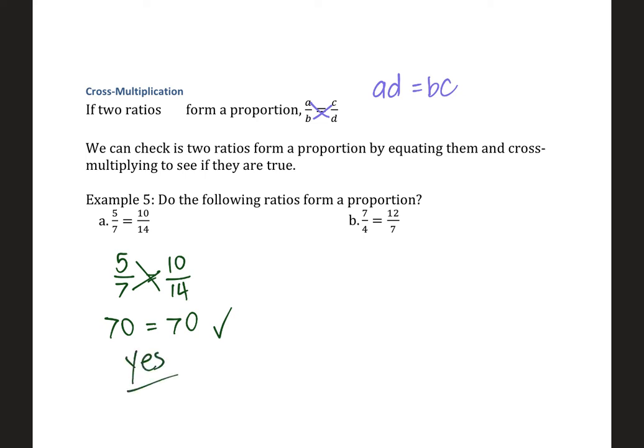For letter B, we're going to do the same thing. We'll cross multiply. 7 times 7 is 49. 4 times 12 is 48. It's close, but these are not equal. So, no, it is not a proportion.